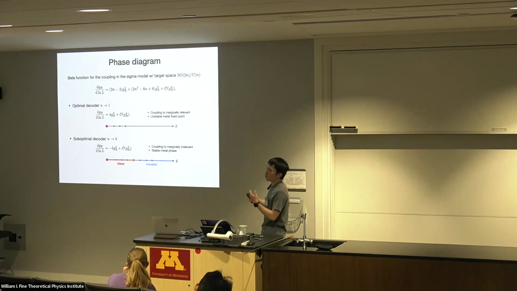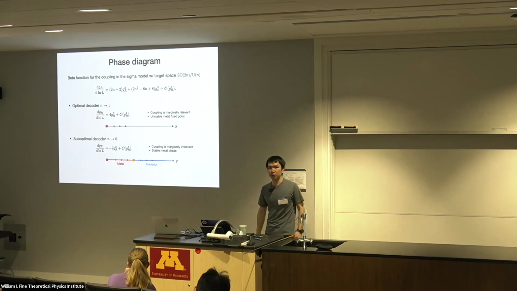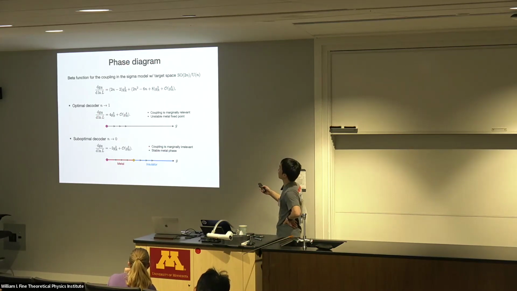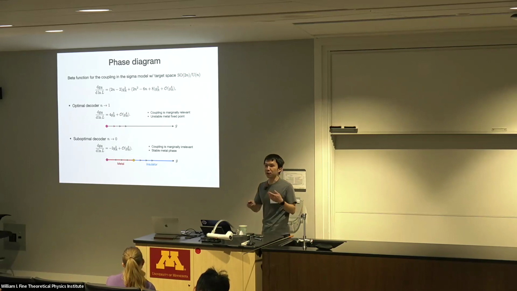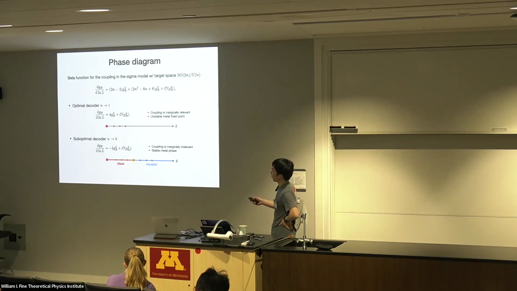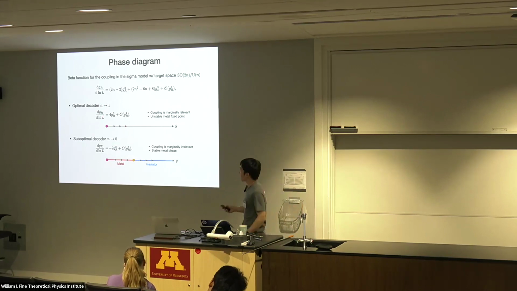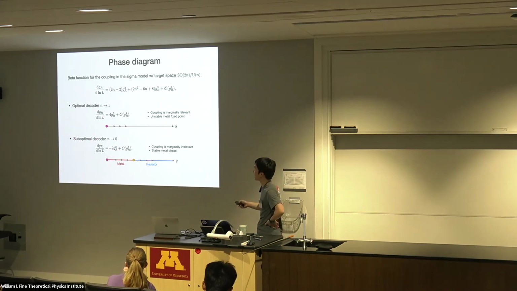So now we see that the optimal and suboptimal decoders are just related to different replica limits of this sigma model with target space SO2 mod UN. The field theory calculation tells you that the metal fixed point has different stability in these two limits. For the optimal decoder, in the limit n to 1, the coupling is marginally relevant, which will flow away from the metal fixed point. However, for the suboptimal decoder, in the RG flow the coupling is marginally irrelevant, which gives you this metal phase. When you tune the coupling constant G, or effectively the rotation angle theta, you will have a transition between the two.